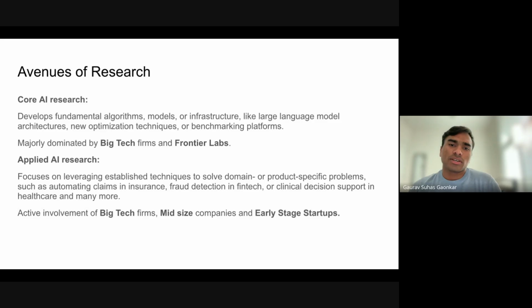So the avenues of research. What I've observed is there is one aspect which is core AI research, which is similar for academia as well, where you develop fundamental algorithms, models, and infrastructures. This field is majorly dominated by big tech firms and frontier labs nowadays. There is another aspect which is applied AI research, which focuses on using the established methods to solve their own domain-specific problems. And this is quite well distributed. Majority of the MLEs will be working in those applied research areas, because this is widely spread between big tech, where they develop internal toolings using applied research, and mid-sized companies and early stage startups, where they're trying to solve a problem.